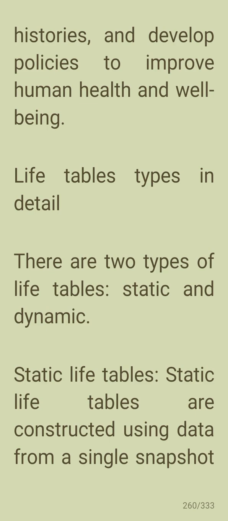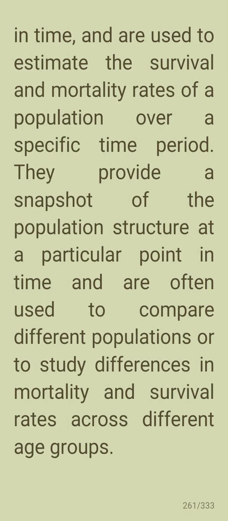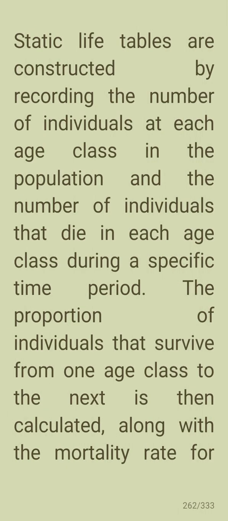Next, life tables. There are two types of life tables, static and dynamic. Static life tables are constructed using data from a single snapshot of time and are used to estimate the survival and mortality rates of a population over a specific time period. They provide a snapshot of the population structure at a particular point in time and are often used to compare different populations or to study differences in mortality and survival rates across different age groups.